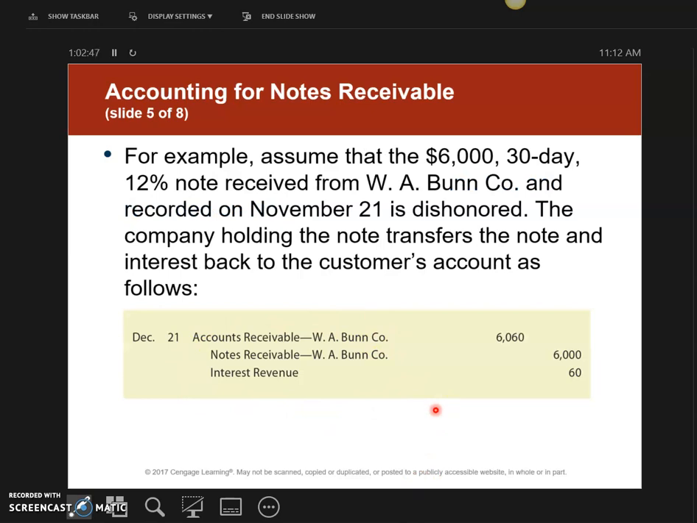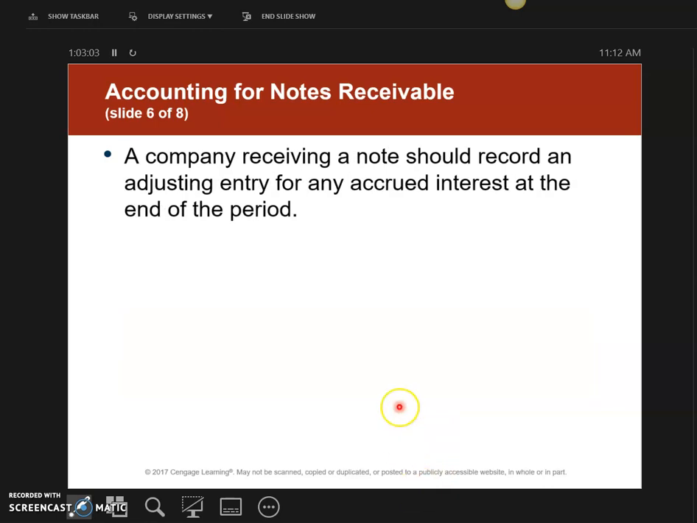The next thing we're going to address on this is what happens if I write a note in one year and it's not due until the next year. For example, if I wrote a note in November and the due date wasn't until March of the next year. So we have to make adjusting entries. Just remember we did that in chapter 3. So we need to accrue the interest till December 31st and document the interest earned but yet not received.